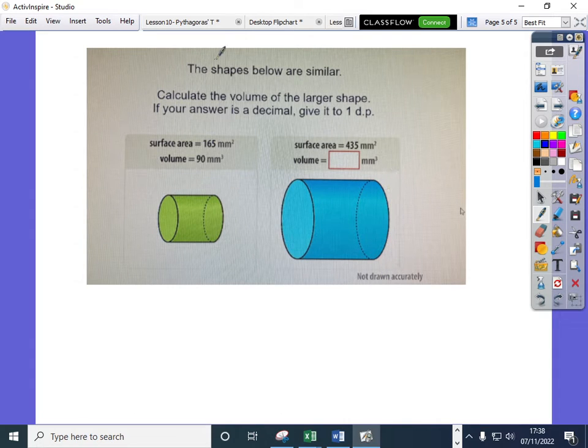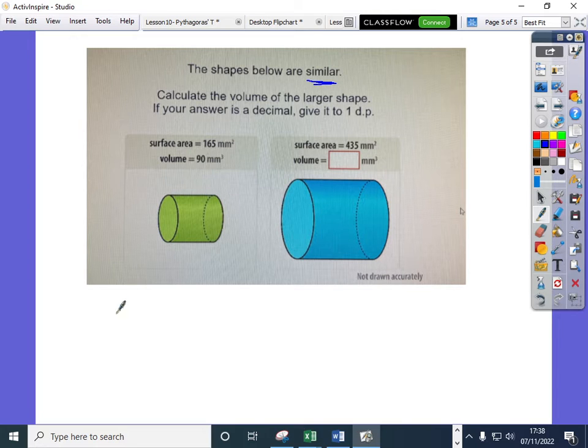So the biggest clue here is that these shapes are similar, because we need to work out the volume of the largest shape to 1 dp. Now, first of all, it's giving you the surface area of this and this, and it's giving you the volume of this one and this one. Okay, so just to remember, the way we go about this is you look at the scale factor. So this one's gone bigger.